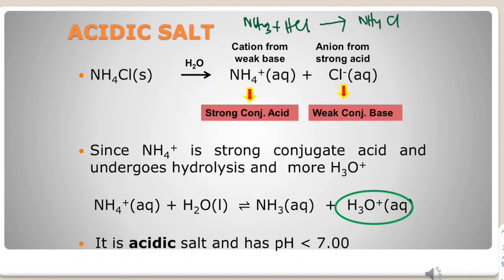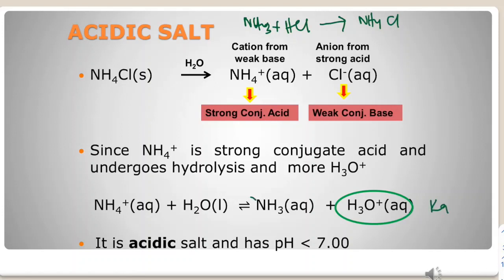During the reaction with the H2O, ammonium will liberate H3O+. If we look at this equation, this is the hydrolysis equation for ammonium ion. So ammonium aqueous plus H2O liquid, reversible arrow, produce ammonia plus H3O+. We said that this equation is the hydrolysis equation. At the same time, it is actually an acid dissociation process. So when it is an acid dissociation process, we will have a Ka here.